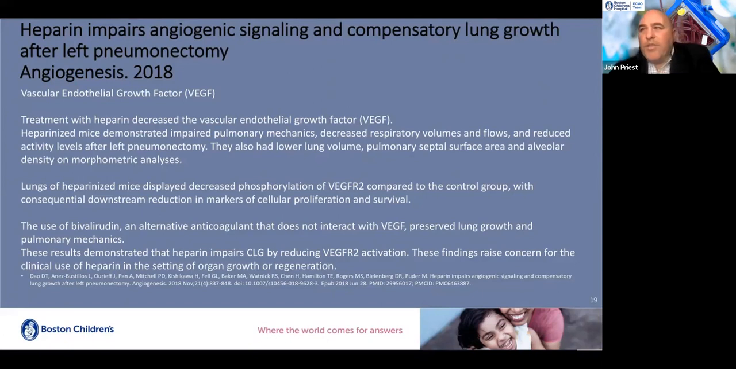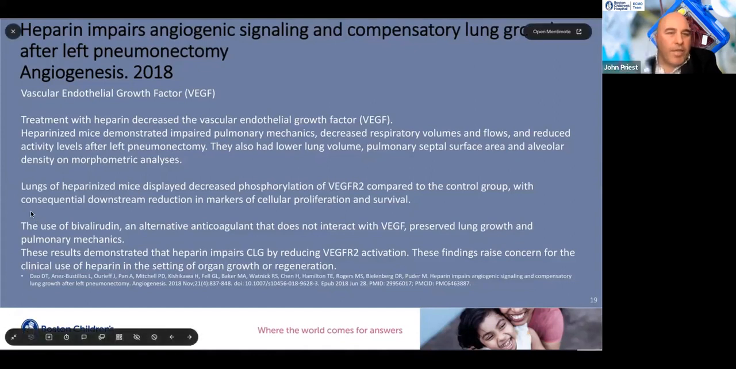They used 8 to 10 week old male mice that underwent a left pneumonectomy, followed by daily injections of saline or VEGF, which is vascular endothelial growth factor. Lung volume measurements and morphometric analysis were performed on postoperative day 4 and 10, and lung volumes on day 4 were higher in the VEGF treated mice. On analysis, VEGF increased the parenchymal volume, alveolar volume, and alveolar number.